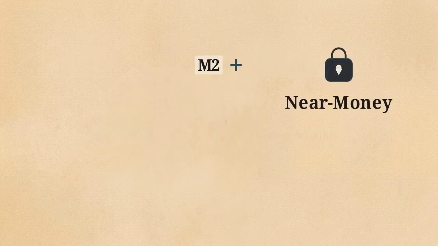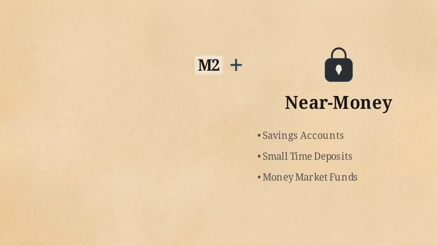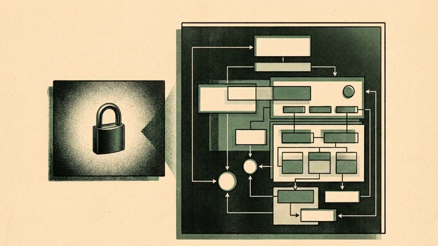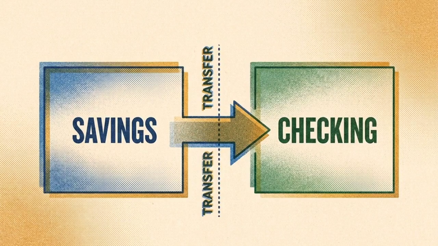Moving outward again, we introduce the M2 tier. Notice this layer is slightly frosted. This represents the introduction of liquidity friction. M2 includes the entirety of M1, plus a category of assets collectively known as near money. The first major piece of near money is your standard savings account. Unlike checking, it usually requires a transfer step before you can spend those funds.